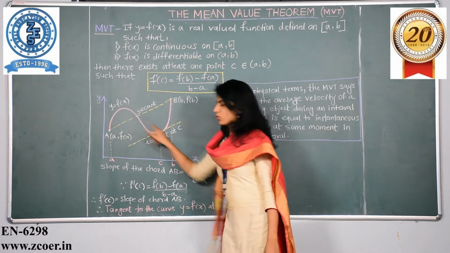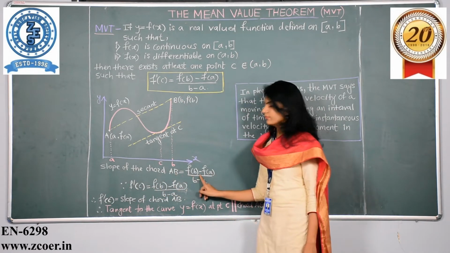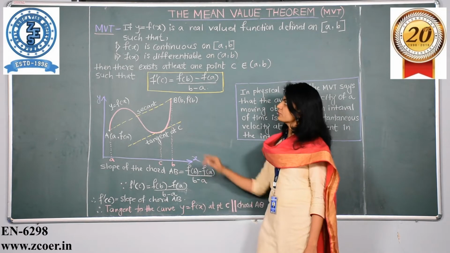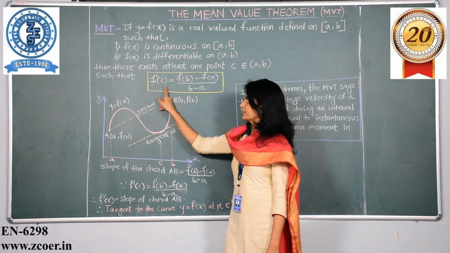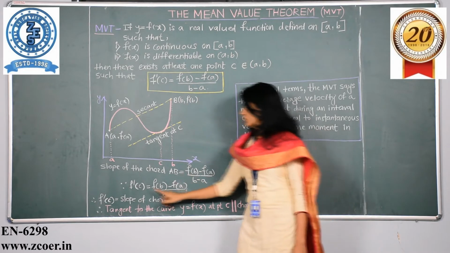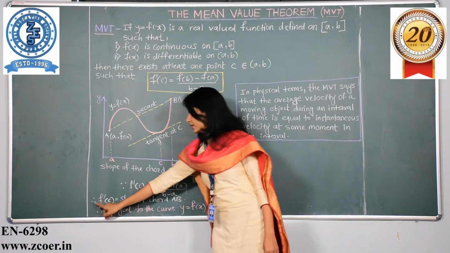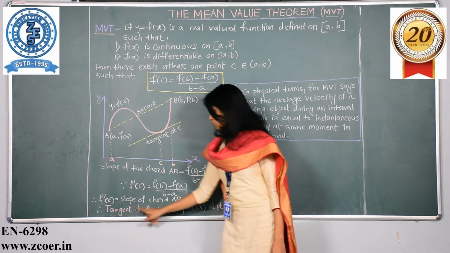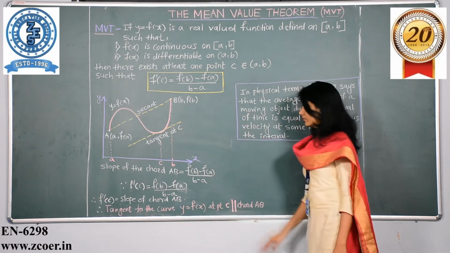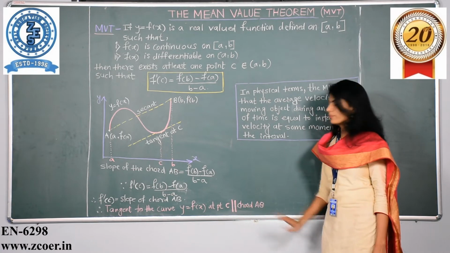So the slope of this chord we will calculate. The slope of this chord AB is equal to f of b minus f of a divided by b minus a. But since we know the formula f dash of c is equal to f of b minus f of a divided by b minus a, we get the slope of the chord, which is equal to f dash of c. Therefore, we have written here f dash of c equal to slope of the chord AB. Therefore, the tangent to the curve y is equal to f of x at point C is parallel to the chord AB.